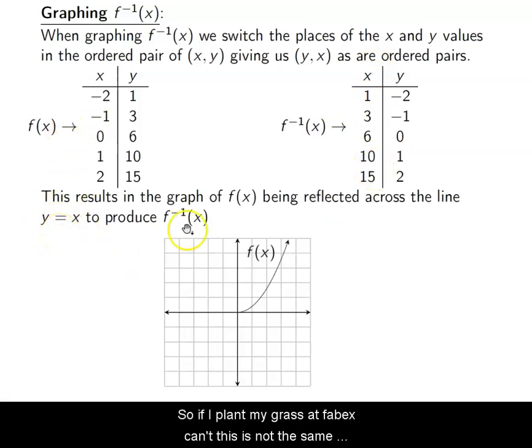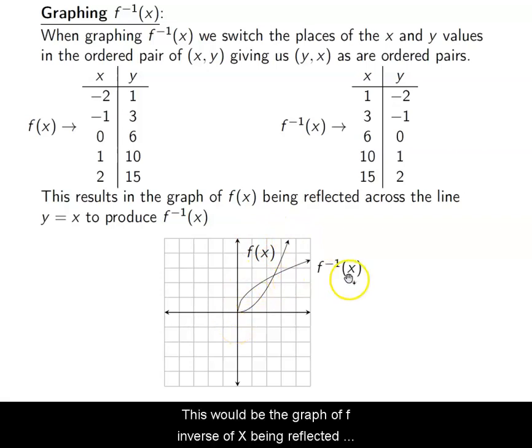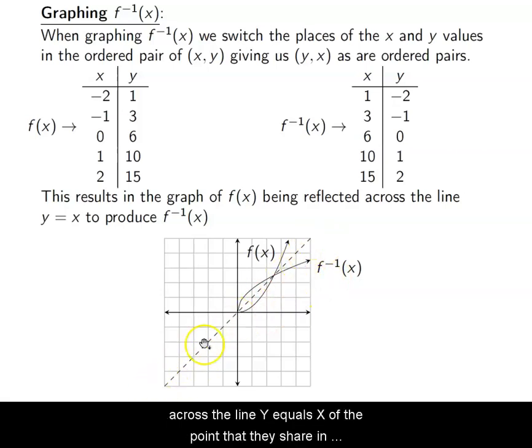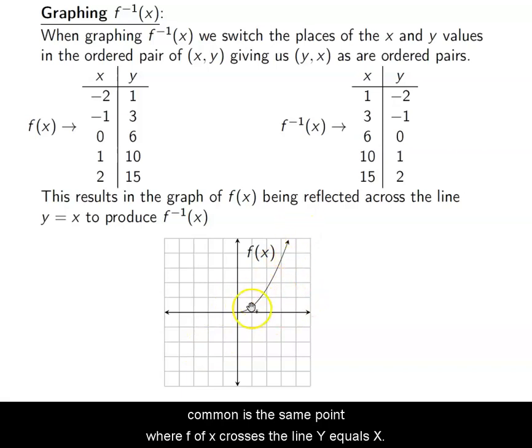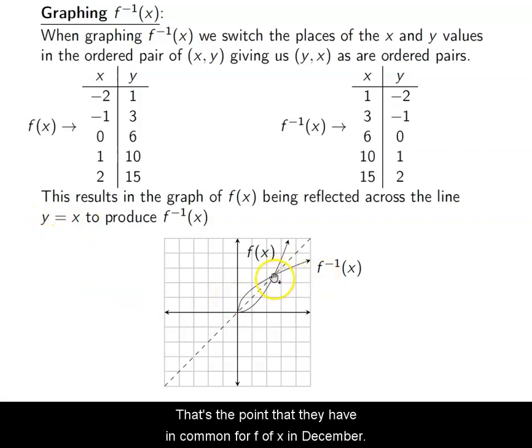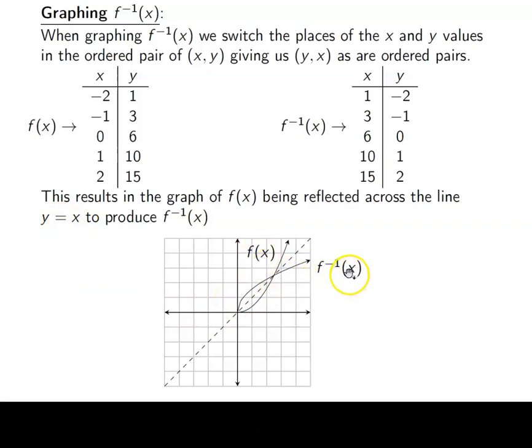So if I plot my graph of f of x, this is not the same graph as before. This is a different graph, there are no negatives here. This is just a generic example. If this is a graph of f of x, this would be the graph of f inverse of x. It's being reflected across the line y equals x. The point that they share in common is the same point where f of x crosses the line y equals x. That's the point they have in common for f of x and f inverse. So you're just flipping one across this line, swapping their ordered pairs.